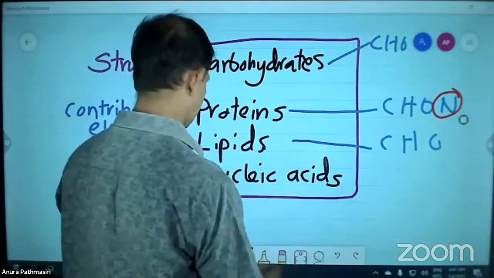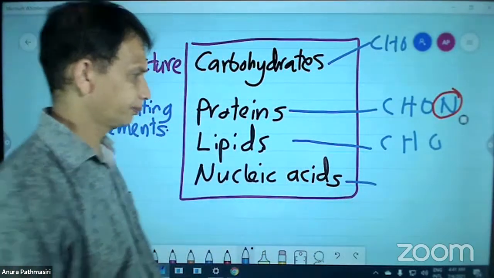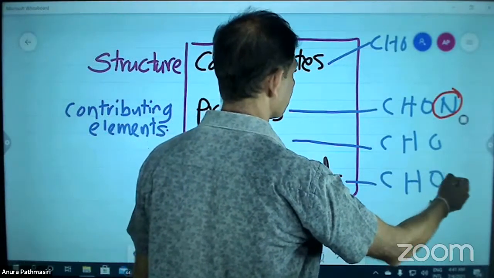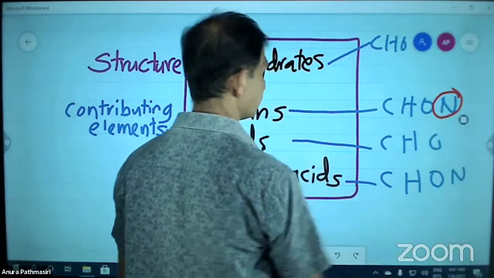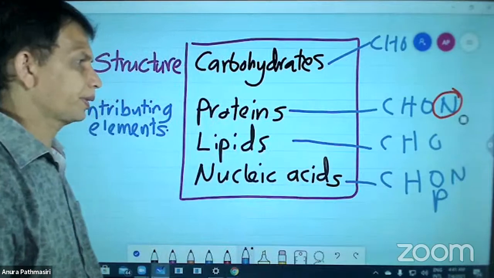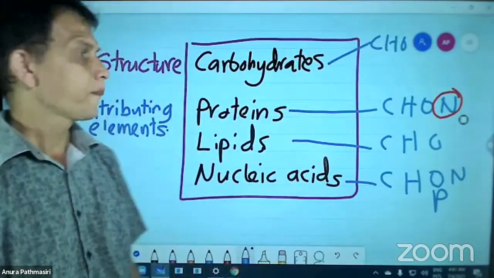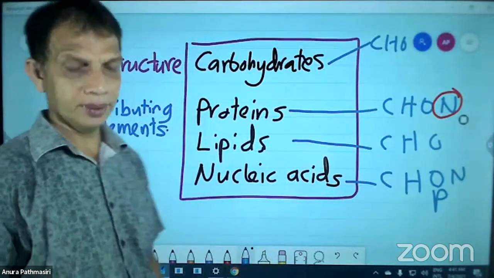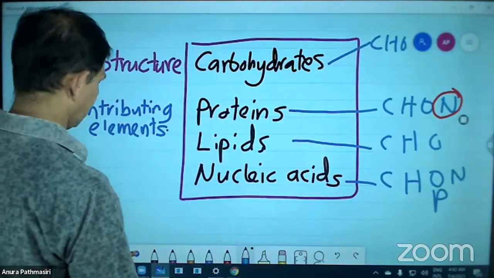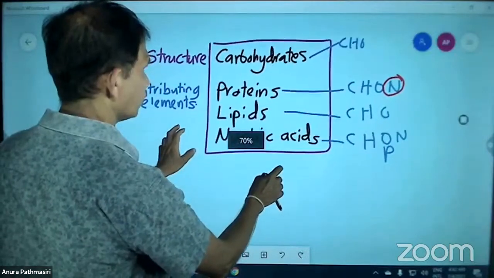And nucleic acid: carbon, hydrogen, oxygen, nitrogen, and phosphorus. Is nitrogen there? Yes, sir. And phosphorus. So this is how the structure and the contributing elements are. Then we want to study another one under the four types of things. What are the others?